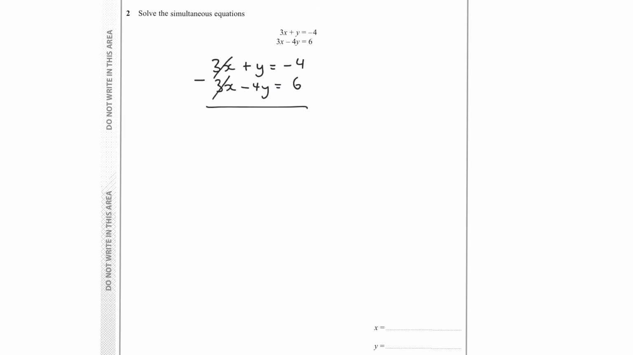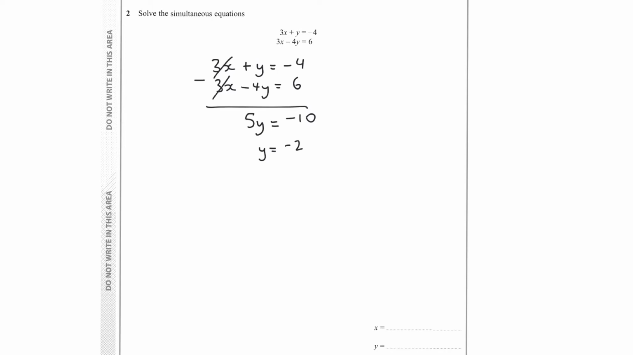So doing that, the x's would cancel out. Y minus minus 4y, remember 2 minuses together ends up as a positive, so it'll be y plus 4y, which would be 5y, and then minus 4 minus 6 would be minus 10. So then to work out what y is, divide both by 5, which would leave you with y as minus 2.